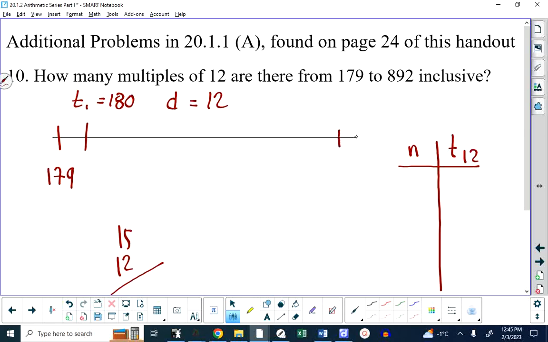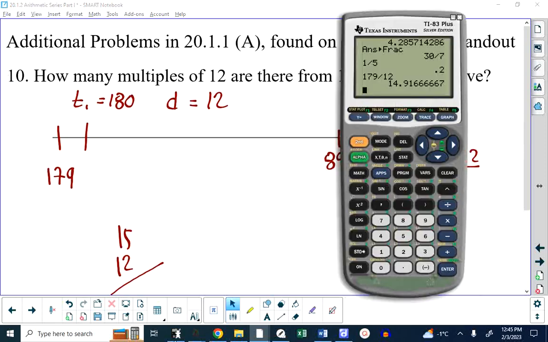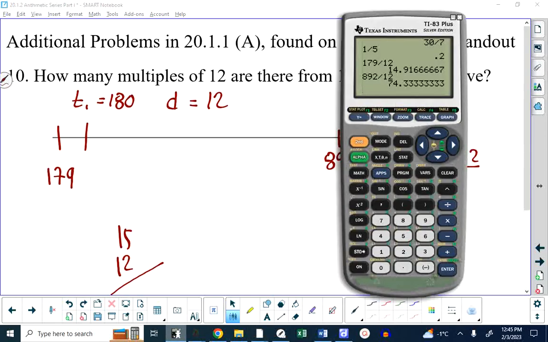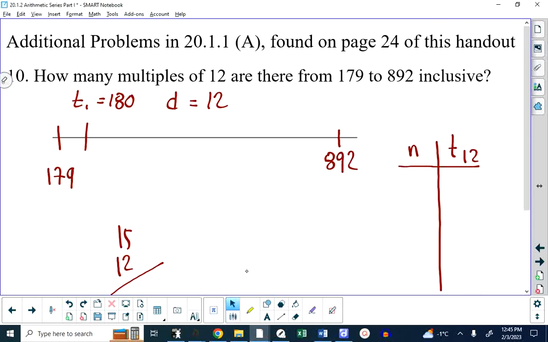Now, on the other end of things, we have 892. And if I take 892 divided by 12, this is my sleuthing, I'm just kind of doing a little bit of research here. I get 74.3. So this number is 74.3 twelves, which means the one that is a multiple of 12 just before that will be 74 twelves. Because this is 74.3 repeating, so this number here is 74 twelves. 888. Yes? So 888. So on the one hand, when n is 1, tn is 180.